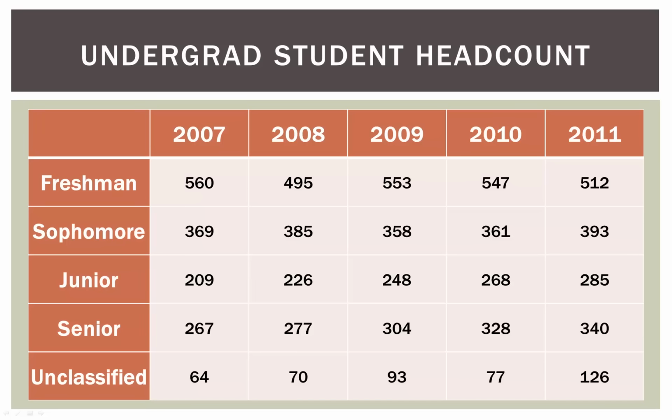Well, one thing I notice is that for junior and senior, the headcount goes up quite a bit over that amount of time, and the same thing for unclassified. If I look at freshman and sophomore, it kind of goes up and down. There is no real pattern as far as straight up or straight down.